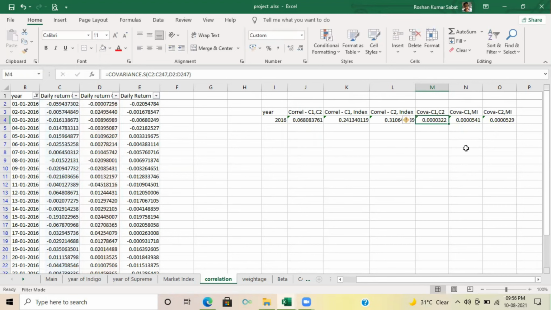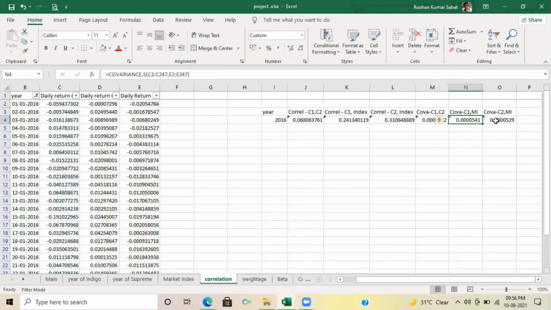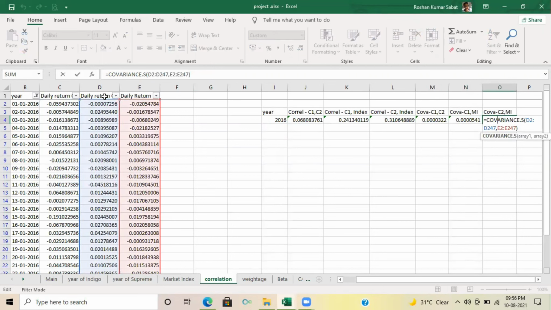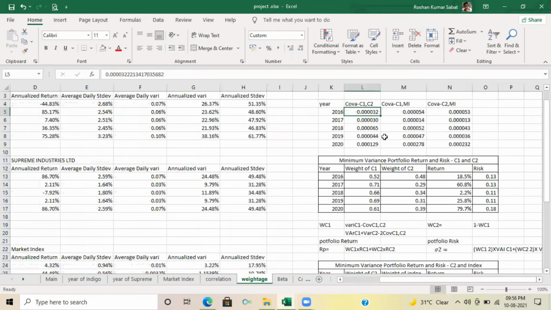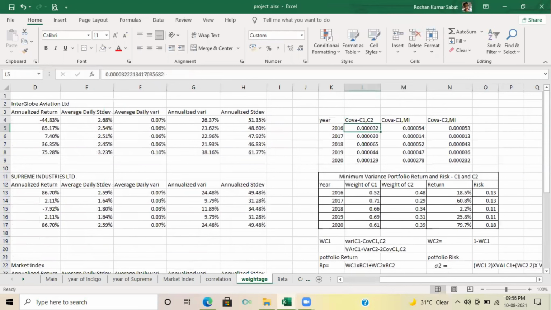Same, use the covariance of company 1 and market index: the daily return of company 1 and the daily return of market index. Third, the covariance of the daily return of company 2 and the daily return of market index. After that, by the same formula, you can calculate the covariance for 2016, 17, 18, 19, and 20. After that, you also have to calculate the annual variance.